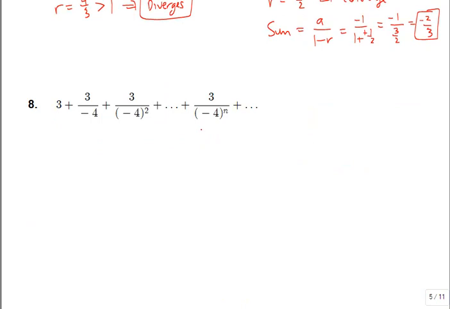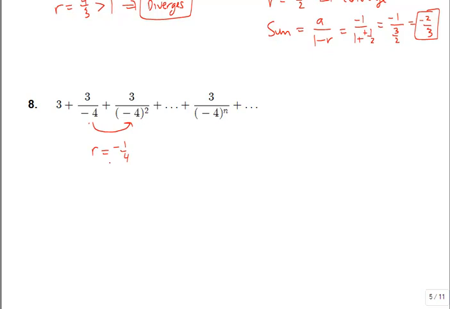The next example here, does this look geometric? Yes, because each time, what am I multiplying by? Think of it that way. What do I multiply to go from this term to this term? Well, I multiplied by a negative 4 in the denominator, so in other words, I multiplied by a negative 1/4. My common ratio here is a negative 1/4. 3 times negative 1/4 is negative 3/4. 3 over negative 4 times negative 1/4 is 3 over negative 4 squared.